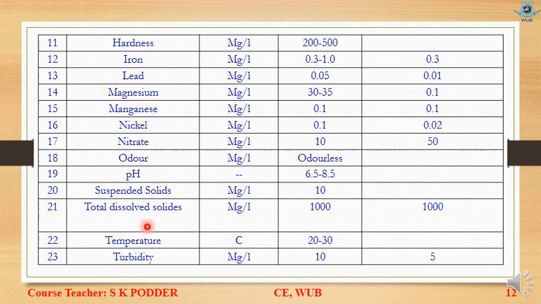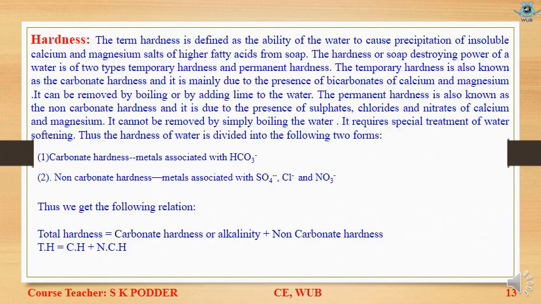There is also another parameter for water quality parameter. This is called water quality parameter. Now hardness, we already have an idea about hardness. Now we try to solve some problems regarding hardness. So let's see again the topics about the hardness.